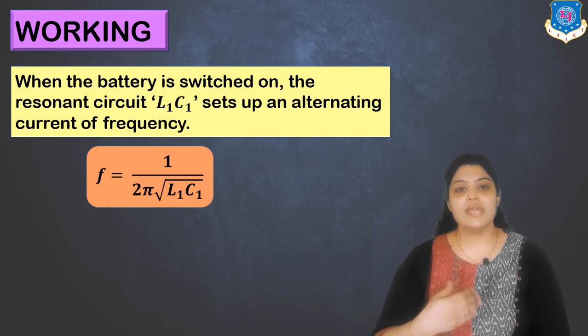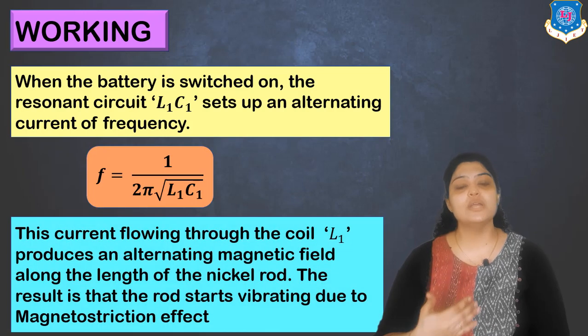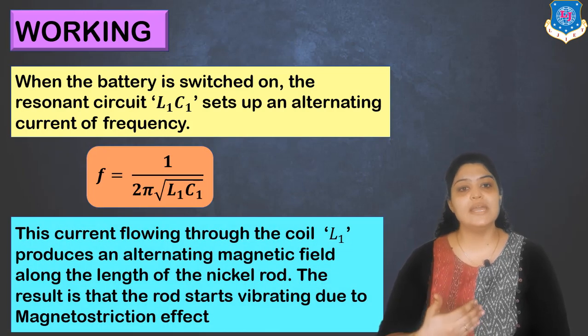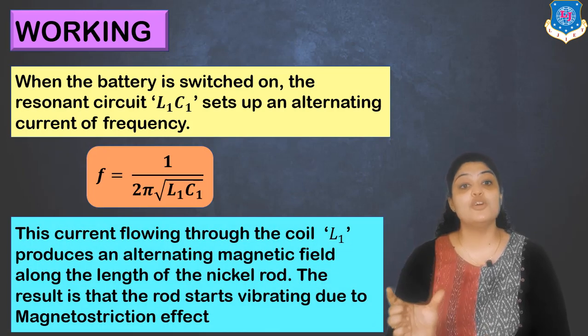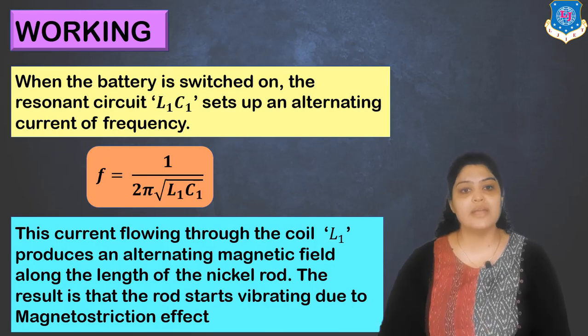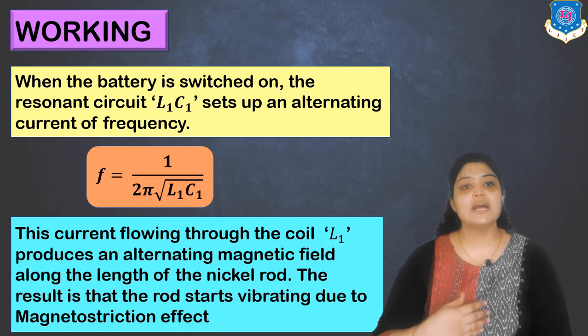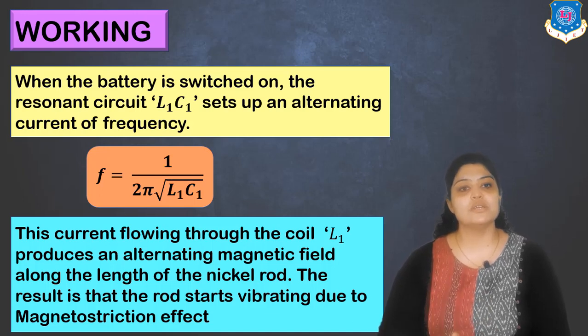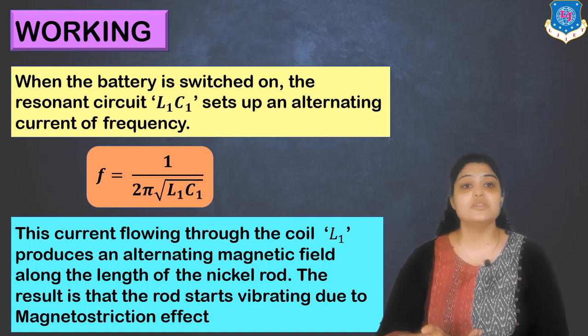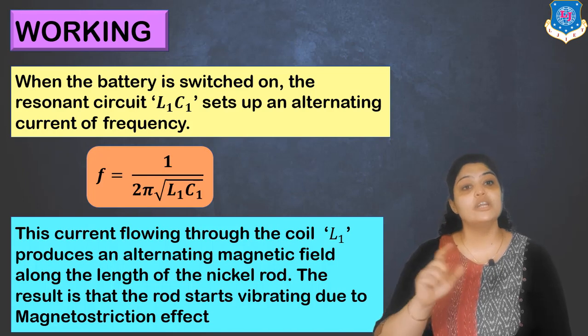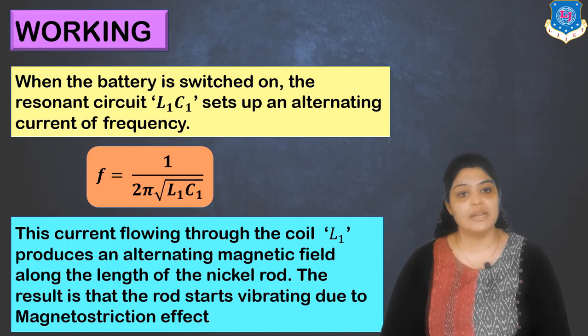Coming on to the next point, this current flowing through the coil L1 produces an alternating magnetic field along the length of the nickel rod, that is a ferromagnetic material we have used. The result is that the rod starts vibrating due to magnetostriction effect. What is magnetostriction effect? Vibration of rod due to the alternating magnetic field.